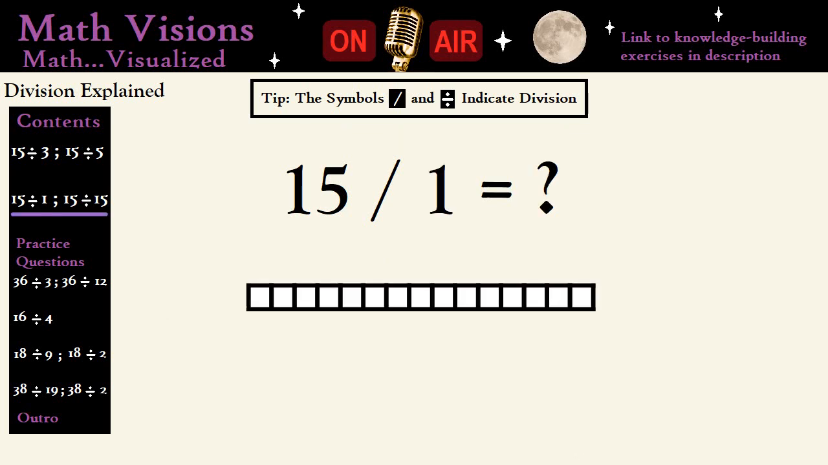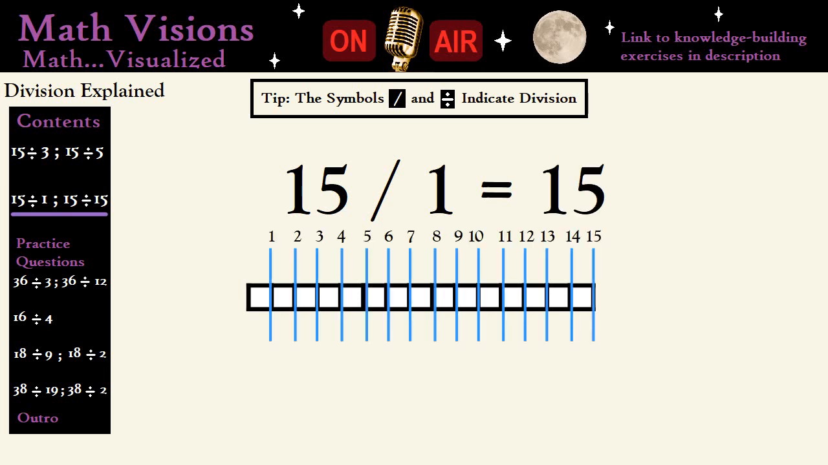Let's check out one more example with 15. 15 divided by 1. I've drawn another line of 15 squares. If we count one square at a time and draw a vertical line after each one, you'll see that 15 divided by 1 is itself.